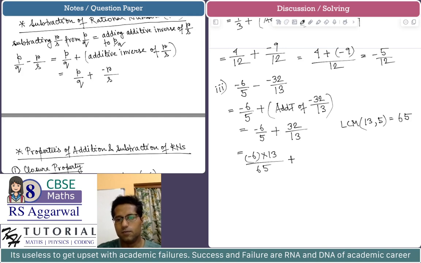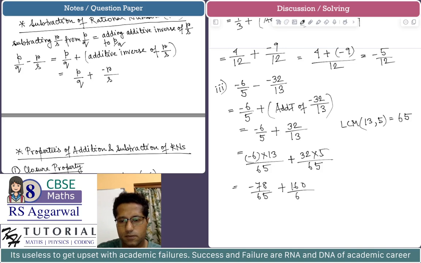To convert 32 by 13, we have to multiply both the numerator and the denominator with 5, because the denominator has 13. 13 into 5 is 65. So 32 into 5 divided by 65. So this becomes 13 into minus 6 is minus 78 by 65, and 32 into 5 is 160 divided by 65.